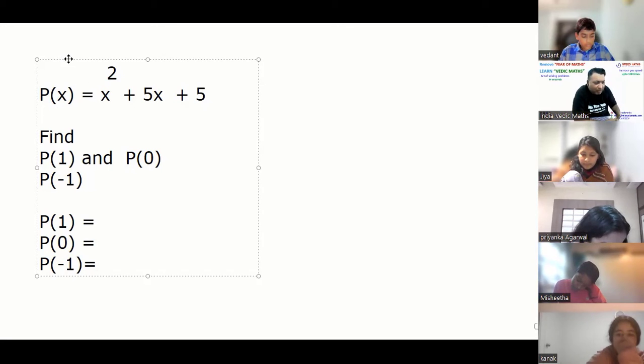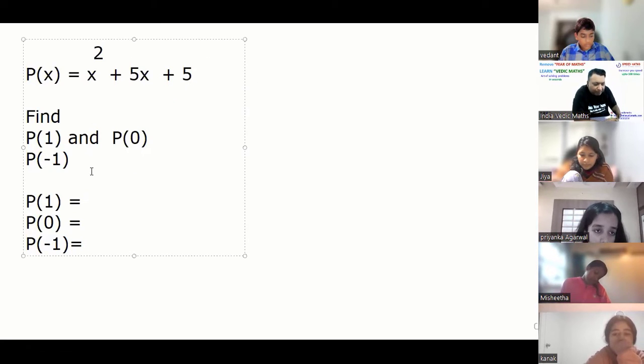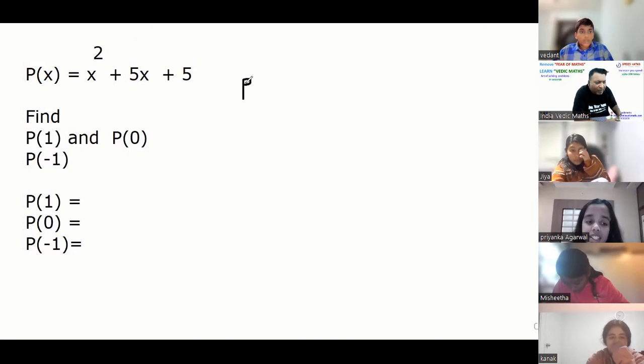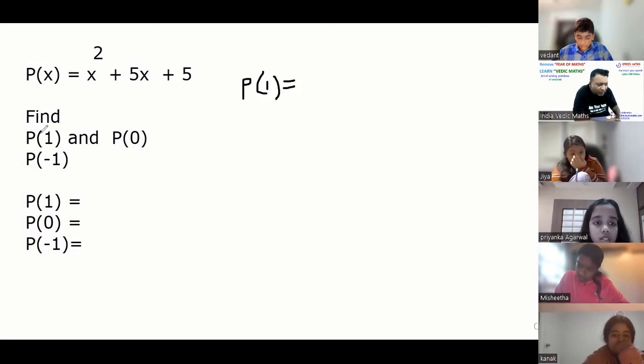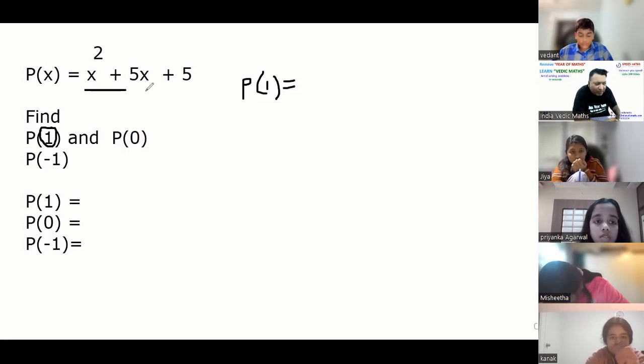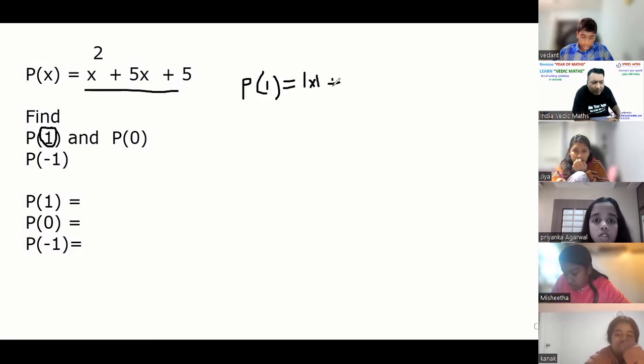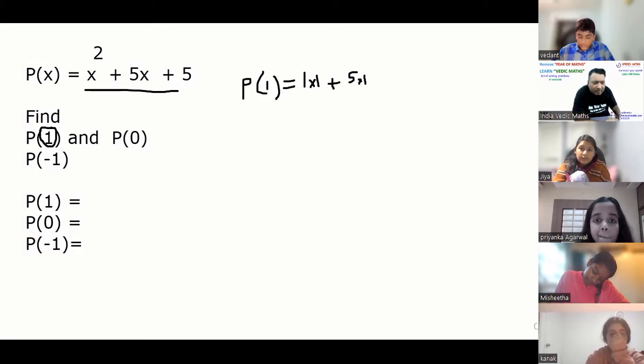Priyanka, you got one answer or not yet? No, tell me how will we do this? First we will do P1, right? Priyanka, unmute. Yes, sir. So what do we have to put here? So, 1 means what is 1? X is 1, right? Yes, sir. So put 1 in place of x. X square, 1 times 1, correct? Okay. Plus 5x, that means 5 times 1. Plus 5, correct or not? Okay.